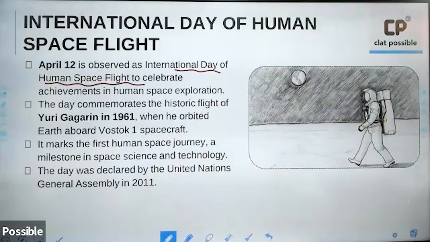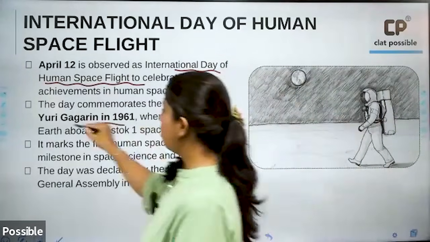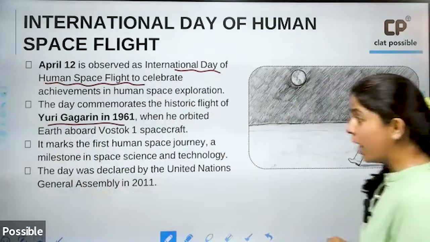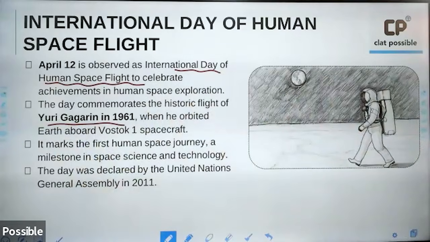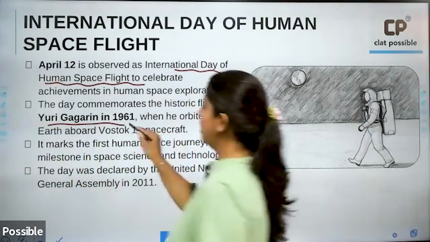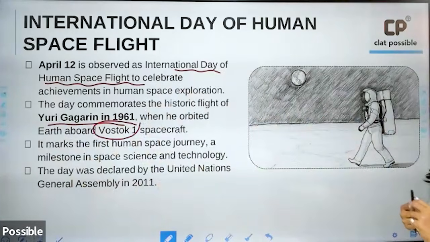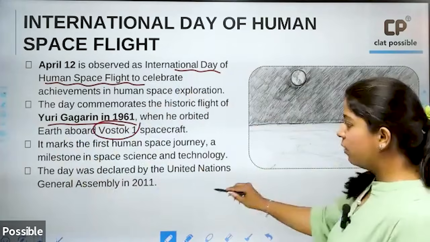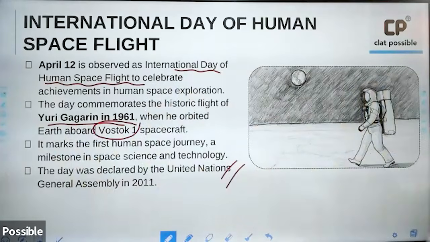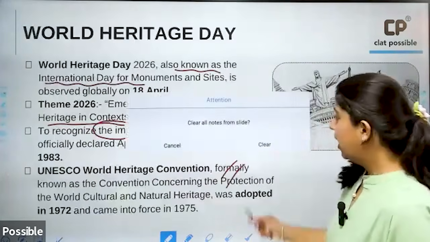So keeping in mind Gaganyaan, which is India's first indigenous manned mission to space, aligning with that, this day also becomes important. So this day commemorates the historic flight of Yuri Gagarin in 1961 when he orbited Earth aboard Vostok 1 spacecraft. So do remember the name of the spacecraft. It marks the first human journey to space, and it was declared by the United Nations General Assembly in 2011.